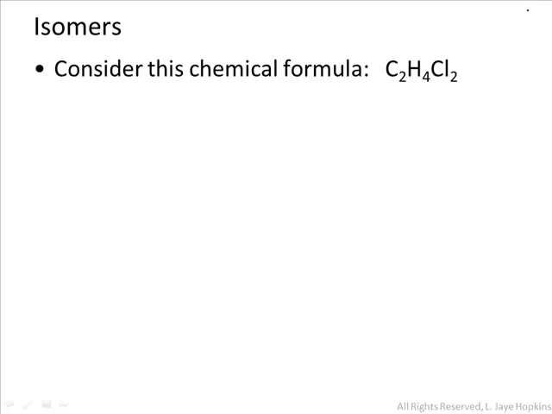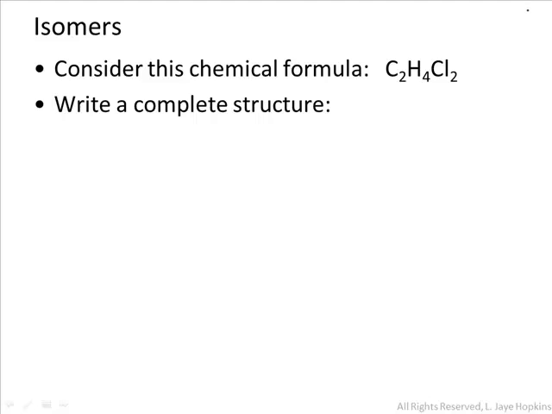Unlike conformers, which are really just the same molecule twisted into different arrangements, isomers involve a more substantial difference between structures. Let me show you an example. Consider the chemical formula C2H4Cl2. Based on what you know about chemistry, take a second, pause the video, and draw a possible structure for a molecule that has that formula.